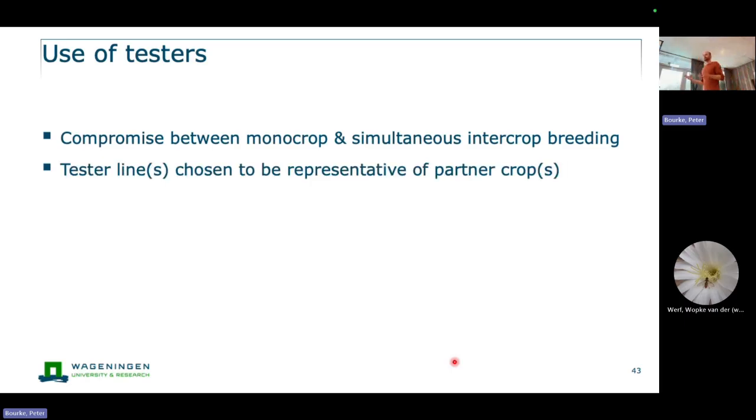It's a sort of halfway house, a compromise. We don't do this simultaneous breeding in the sense of having the full set of candidates tested with each other. We simplify the problem, and we would choose these tester lines to be representative of the partner crop. But how do we make that choice?